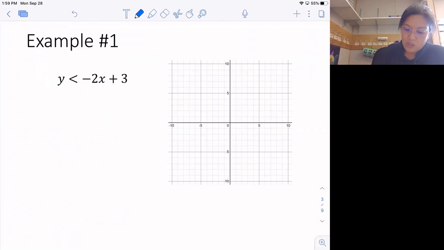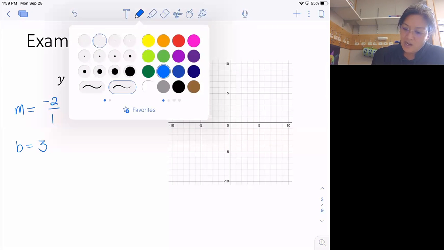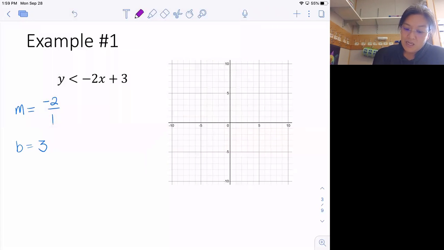We're going to start the way we've been doing. We're going to identify our slope and our y-intercept. If you are following along, you're going to identify your y-intercept as the number 3. Your slope is negative 2, and yes, you're going to put that over 1. Now, we've been practicing: negative 2 does mean down 2, and it does mean right 1.